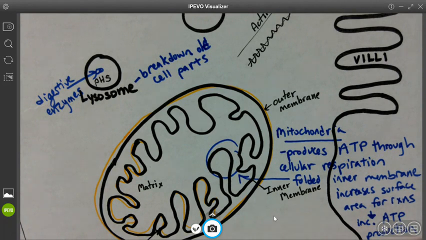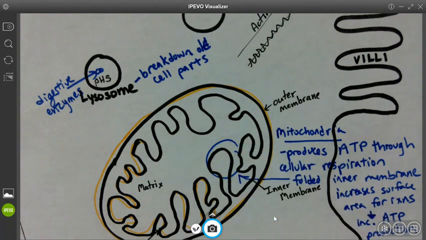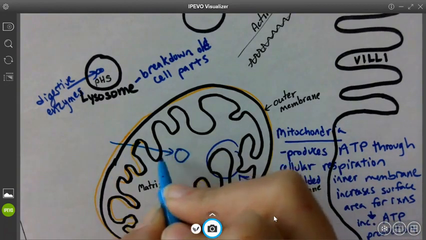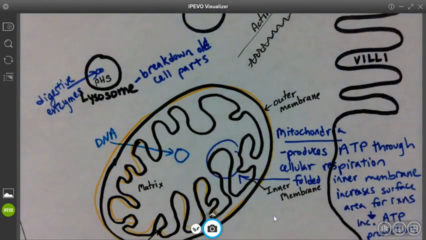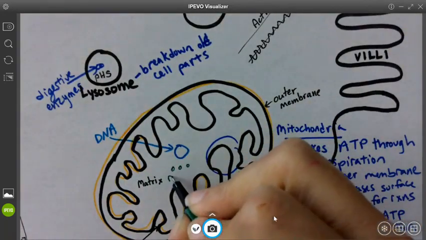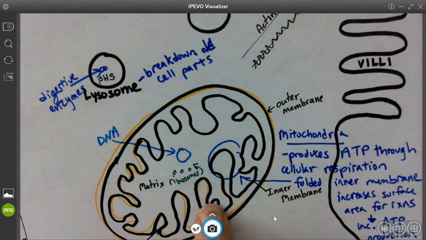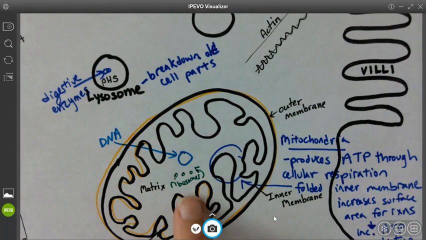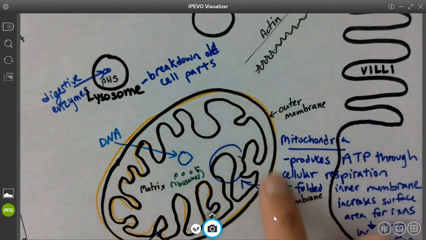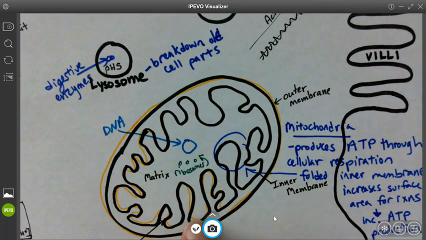The mitochondria is really cool because not only does it have an outer membrane and an inner membrane, it also has its own DNA and it even has its own ribosomes. And this double membrane, the fact that it has its own DNA and its own ribosomes, and it's kind of similar in size to a prokaryote, gives rise to evidence for the endosymbiotic theory, which we'll talk about a little bit later.